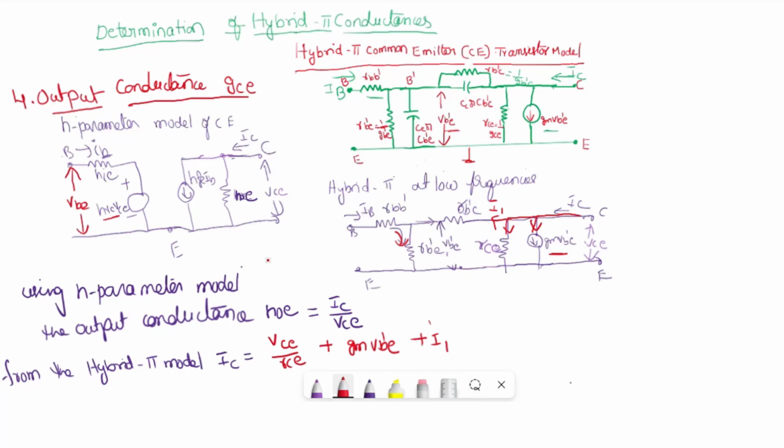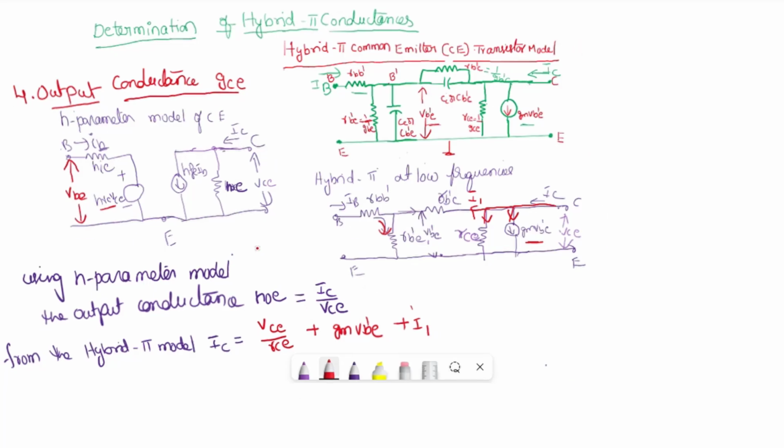So this is the current flowing through the input side. When you are finding the output conductance of the H parameter model, according to the definition, you have to make the input circuit open. That is, you have to make IB equal to 0. When IB is 0, what is the current through this? The current through this is I1 only. So what is I1? And what is the voltage across these terminals?